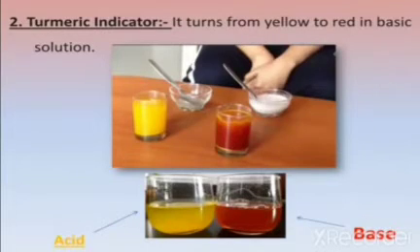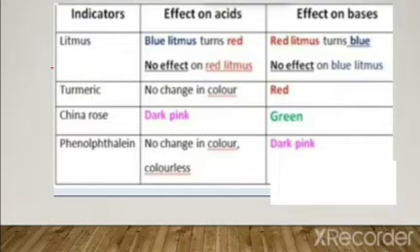Okay, then next is China rose. China rose is another natural indicator. It changes into dark pink color when it reacts with acids, and it changes into green color when it reacts with bases. Similarly, phenolphthalein is a synthetic indicator. It is colorless when it reacts with acids, and it changes into dark pink color when it reacts with bases. Is it okay?